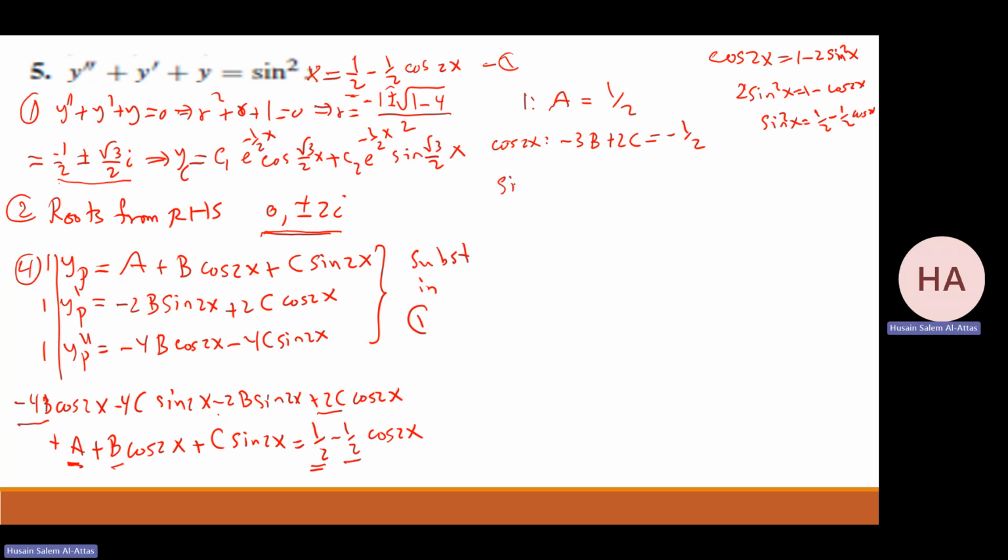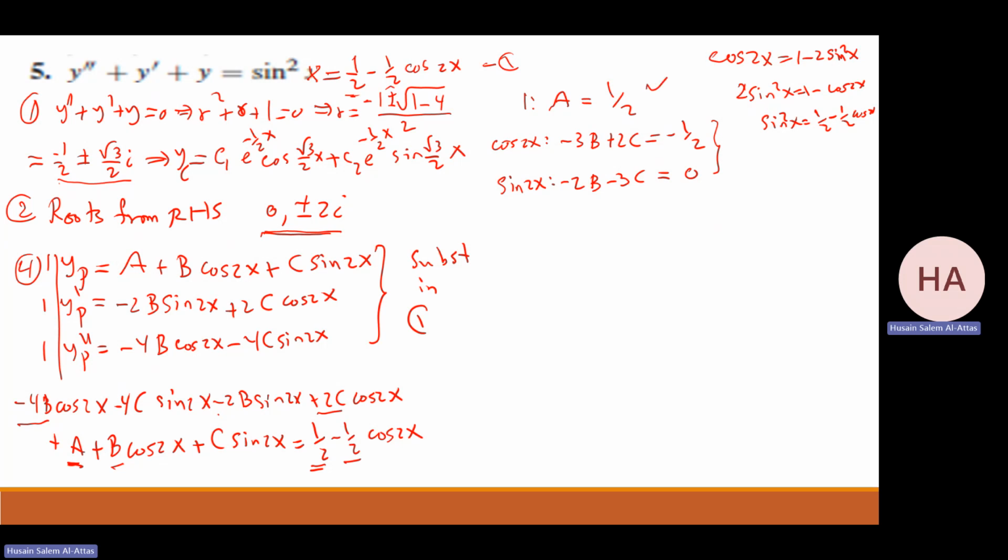For sine 2x, what do I have? I have minus 4c plus c, minus 3c, minus 2b. So I have minus 2b minus 3c, and that should be equal to 0. Now I need to solve for b and c. Solve these two equations.